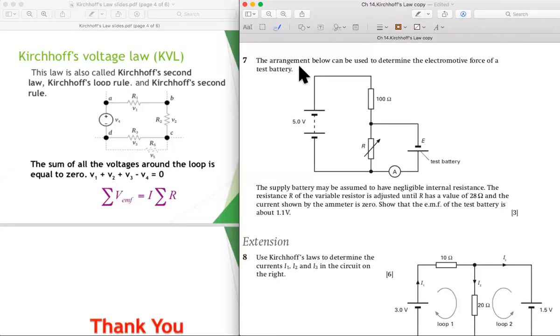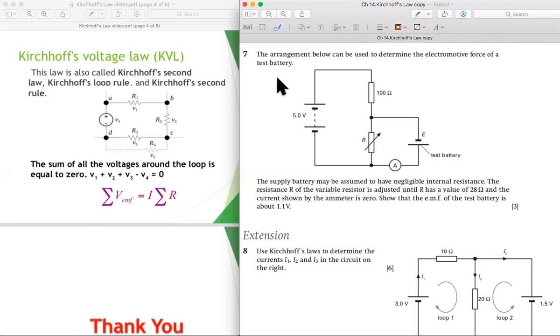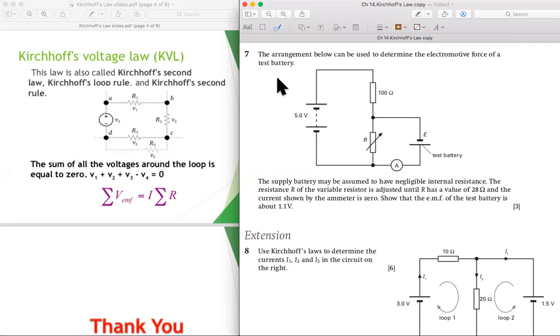Number 7. The arrangement below can be used to determine the electromotive force of the test battery. I think this is also still related with IGCSE. This is about potential divider. Now the supply battery may be assumed to have negligible internal resistance. The resistance R of the variable resistor is adjusted until R has value 28 ohms and the current shown by the ammeter is 0. So the EMF of the test battery is about 1.1 volt.